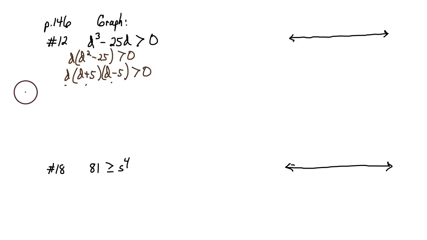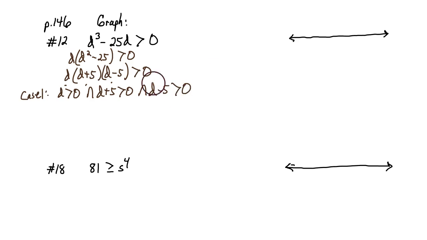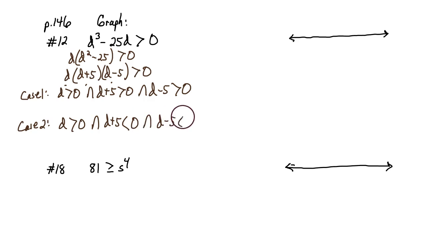One possibility is that all three of them are positive. So d is greater than 0, and d plus 5 is greater than 0, and d minus 5 is greater than 0. But another way for three numbers to multiply together and end up greater than 0 is if two of them are negative and one of them is positive. So maybe the d is the one that's positive, and the d plus 5 is less than 0, and the d minus 5 is less than 0. Now case number 3.